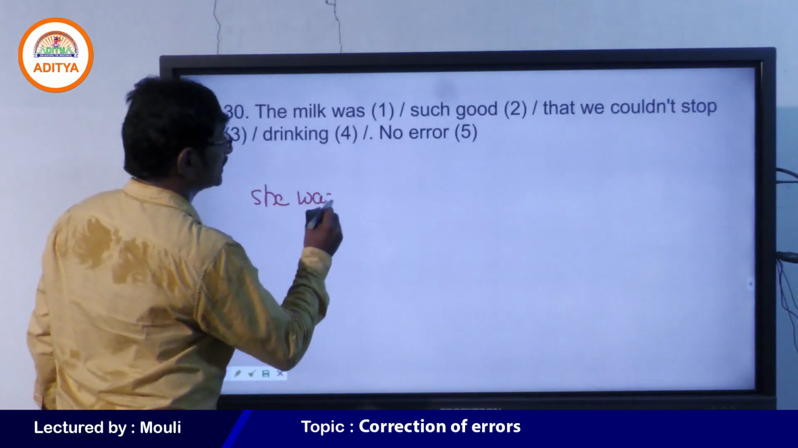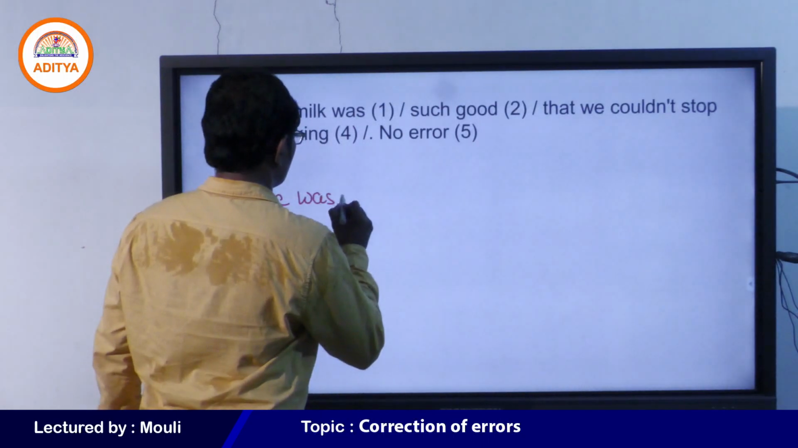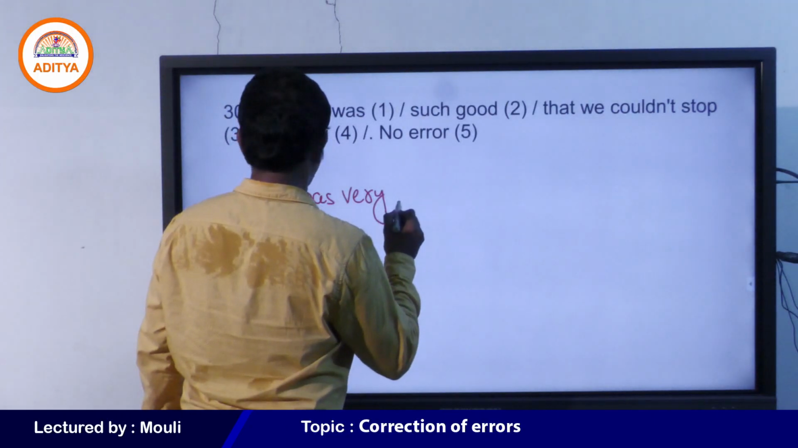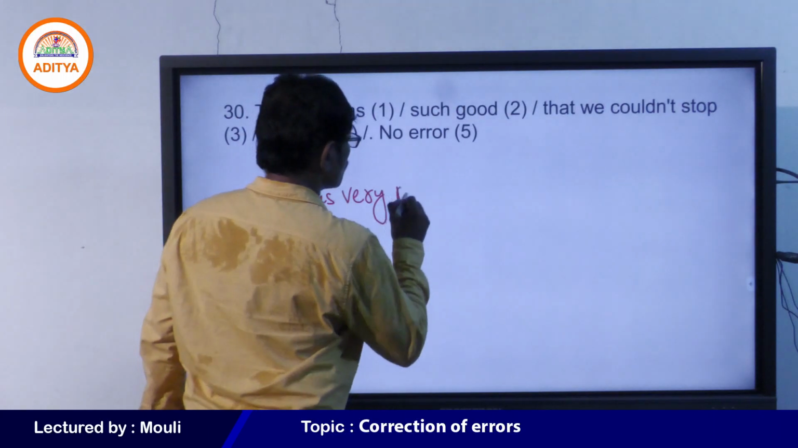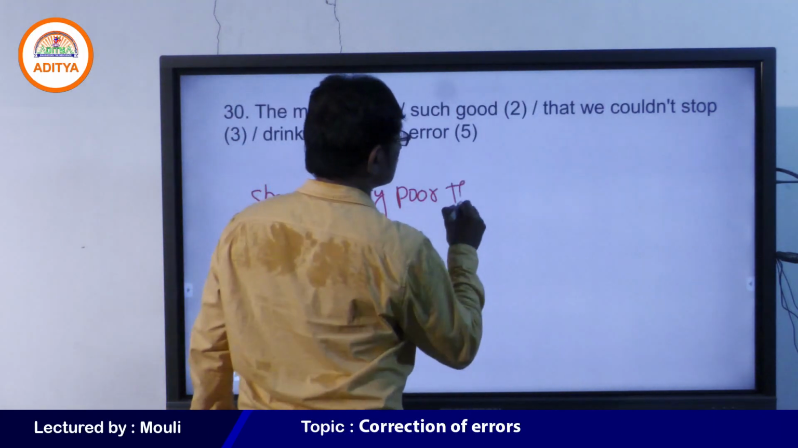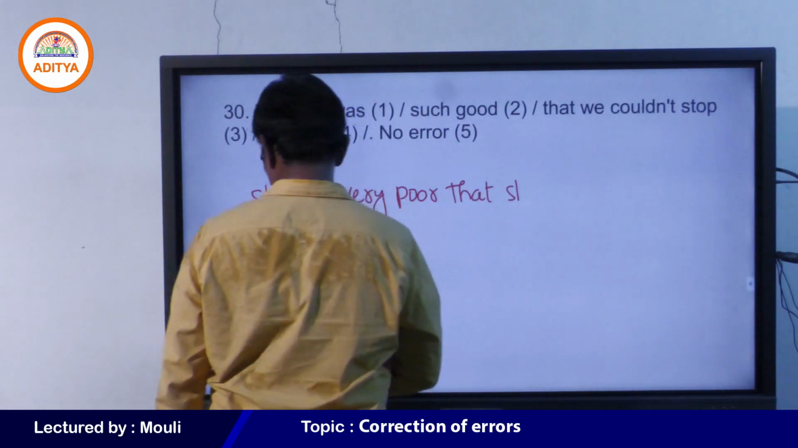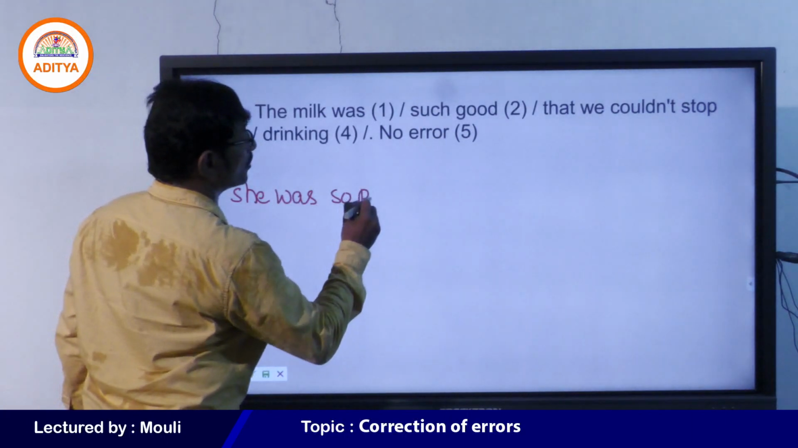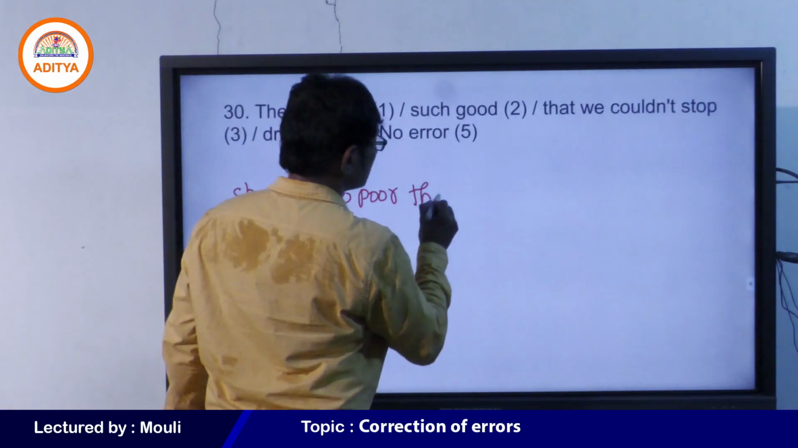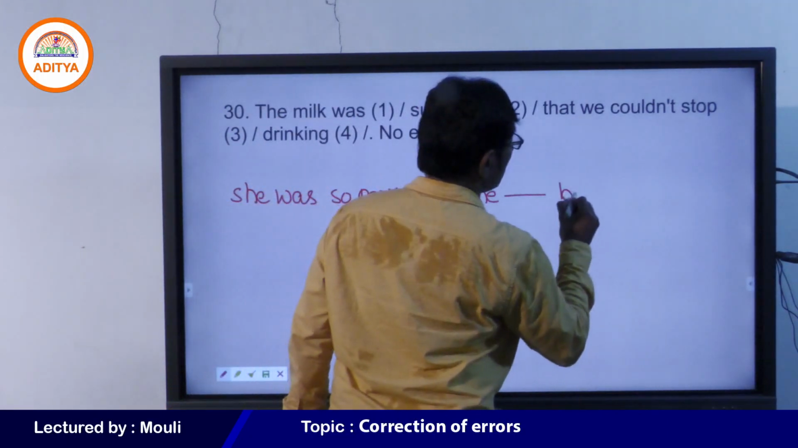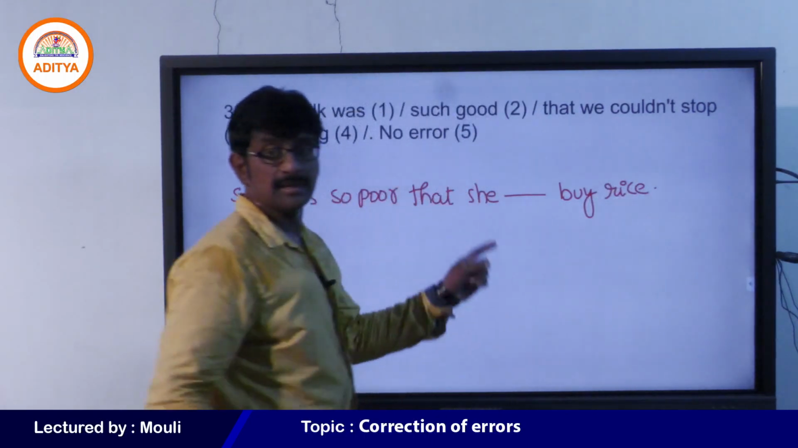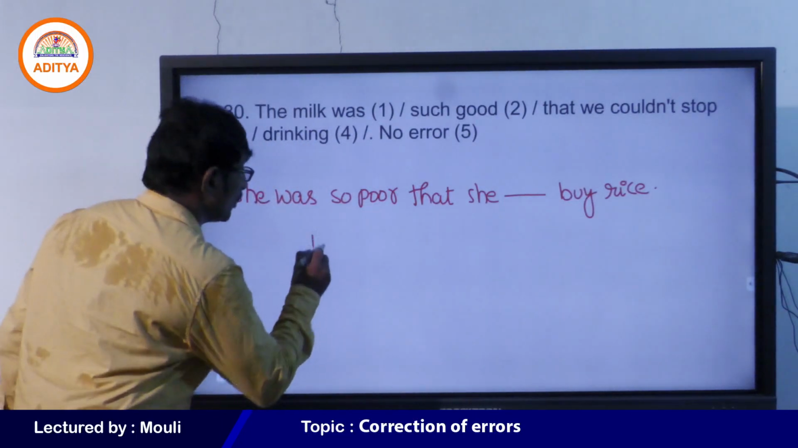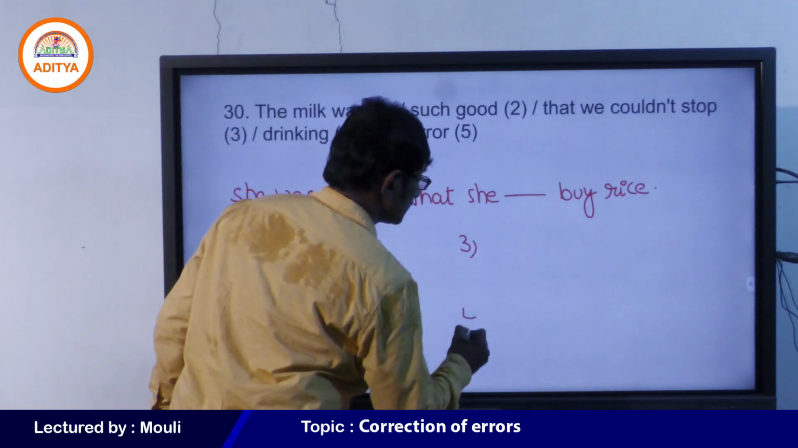She was very poor. I'm sorry, students, I will write again. She was so poor that she dash buy rice. You see now, you look at this. She was so poor that she dash buy rice. Now let us see, 1, 2, 3, 4.